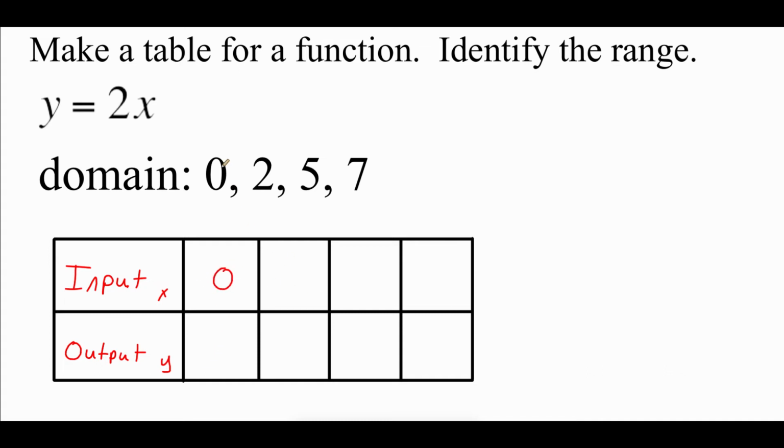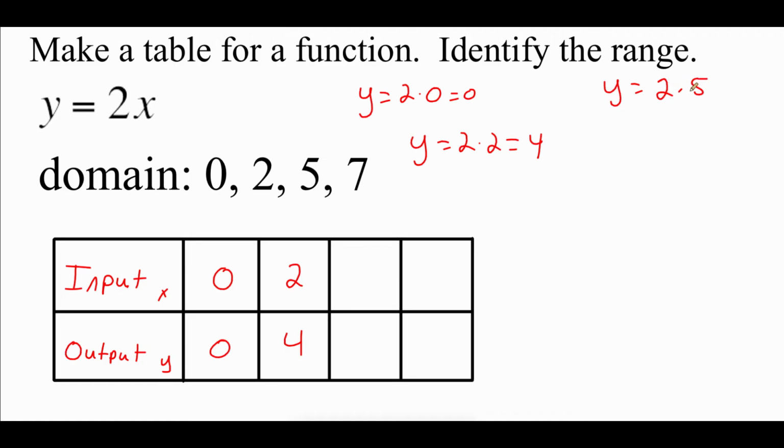We're supposed to plug in 0 first, so if I plug that in, y equals 2 times 0, well, 2 times 0 is 0. So that input value's output is also 0. If I plug in 2 for my x value, y equals 2 times 2, I get an output value of 4. If I plug in 5 for my input value, 2 times 5 is going to give me 10 as my output. And then lastly, we're supposed to plug in 7, and 2 times 7 is 14. So we plugged in 7, we got out 14.